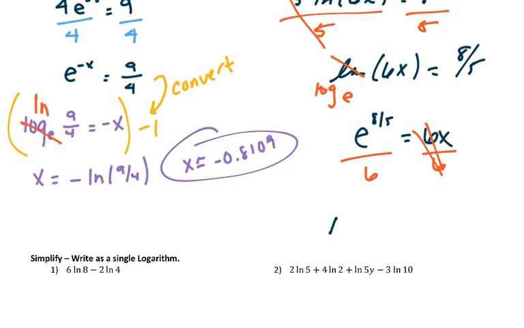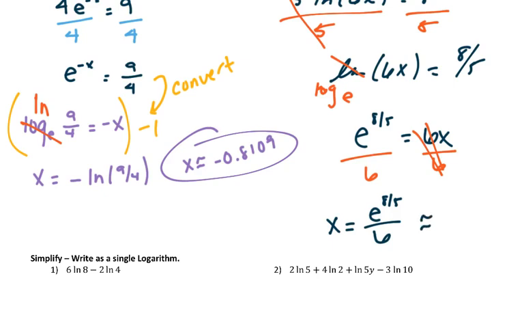So you have x is equal to e to the power of 8/5, and then you're going to take that answer and divide by 6. Make sure that when you're typing this into your calculator, you have 8/5 in parentheses before you then divide by 6. Okay.